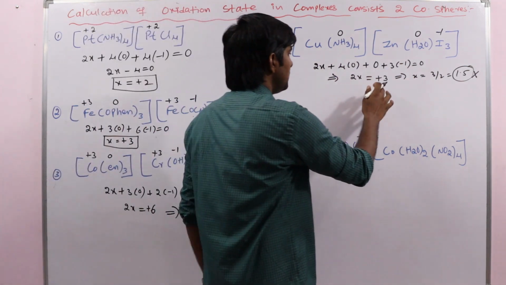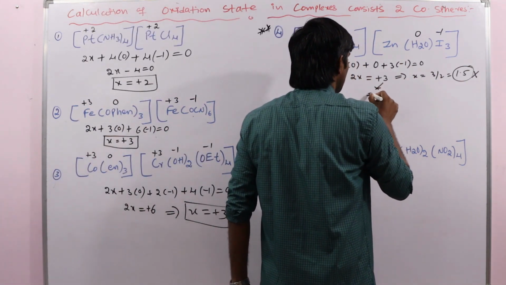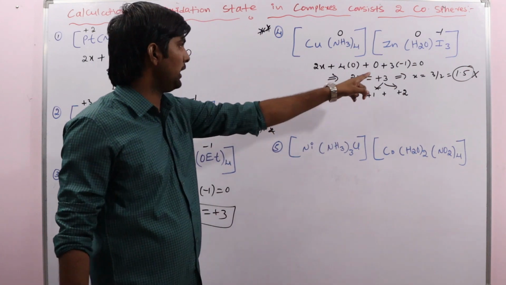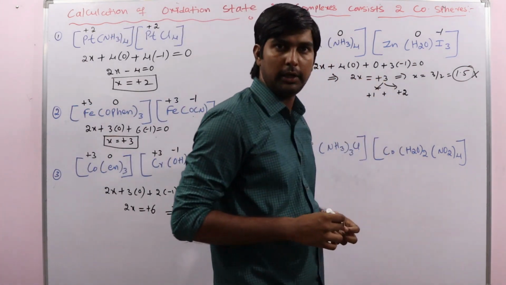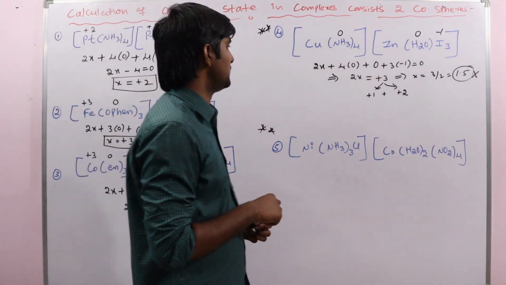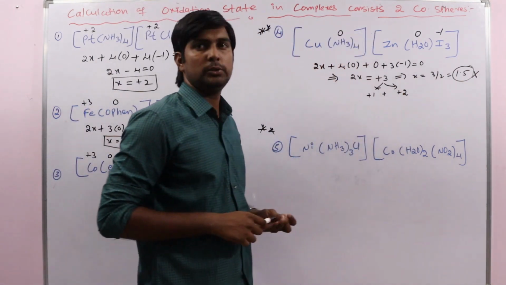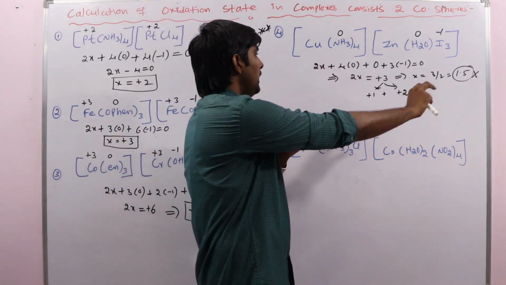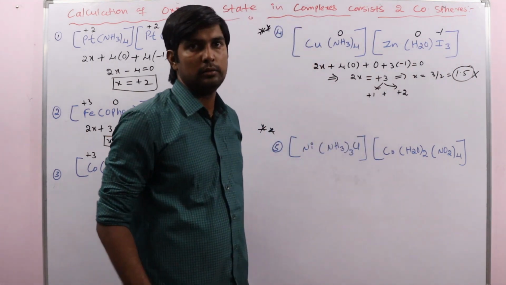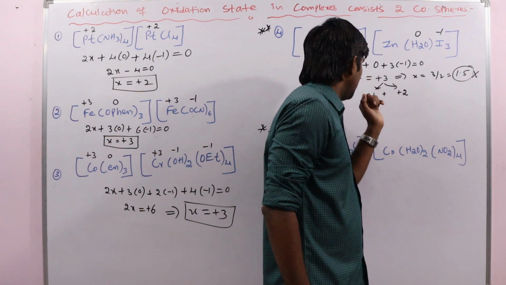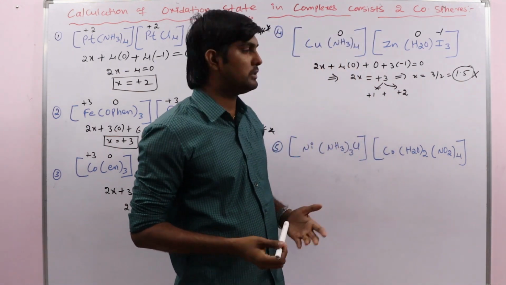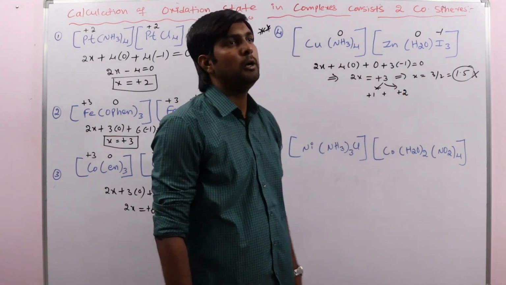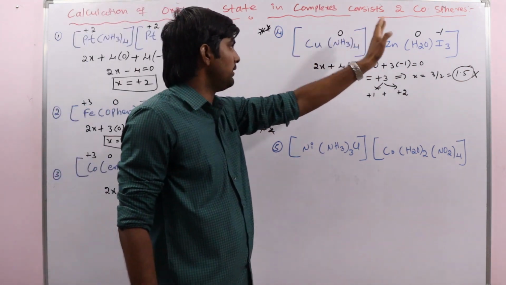So that's why this 3 we can write as +1 plus +2. Now this 3 can be split into +1 and +2, which means one metal will get +1 oxidation state and the other will get the +2 oxidation state. Understood? This one is very important. Listen carefully. Here we have 2x equal to 3, and this 3 we can write as 1 plus 2, so one metal will get +1 and the other metal will get +2. Which will get +1 and which will get +2?